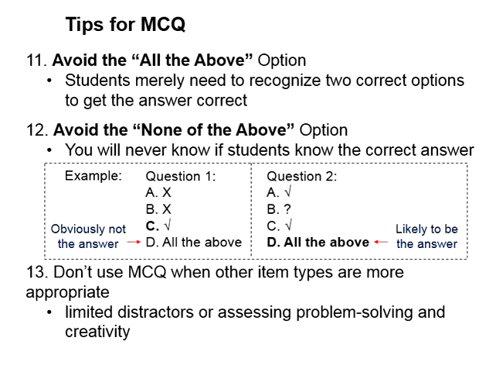And 12. Avoid none of the above options. Why should you avoid all of the above options? You can take this as an example. You have a question here and you have alternatives here.